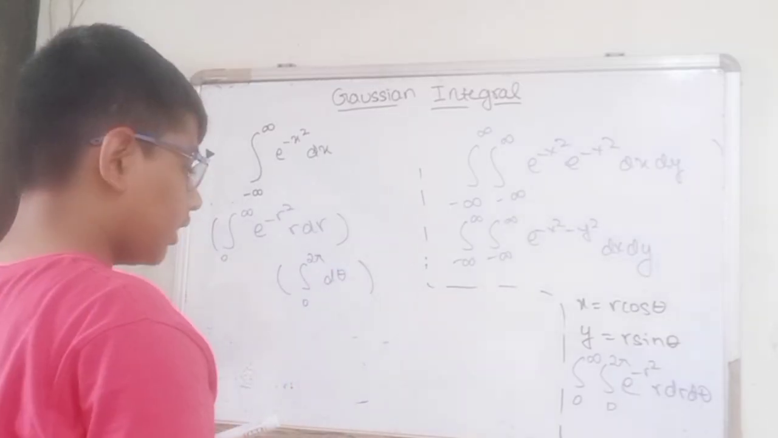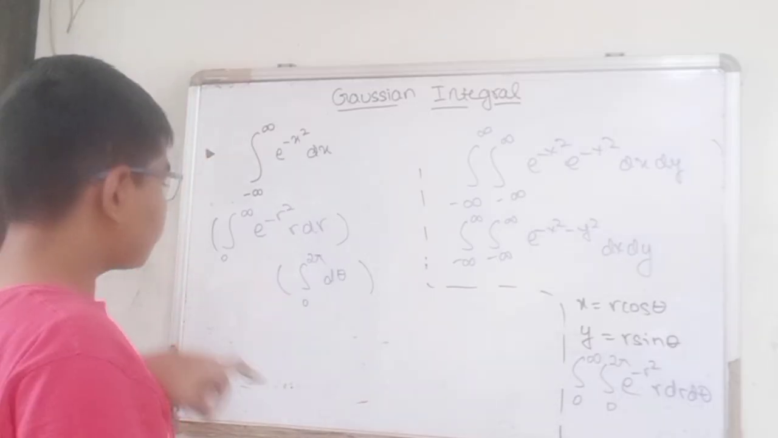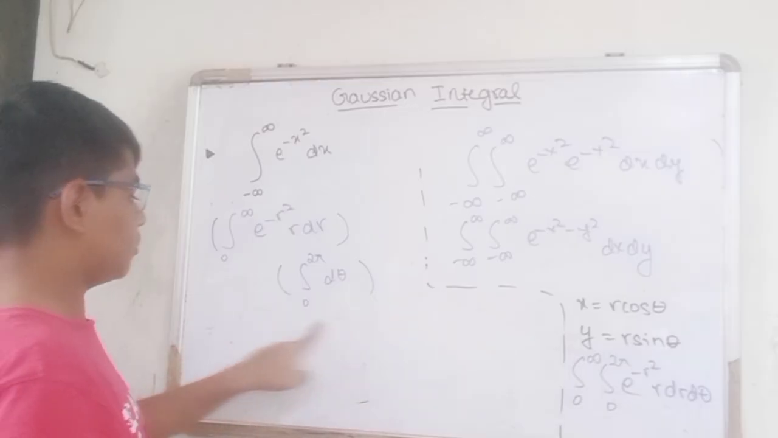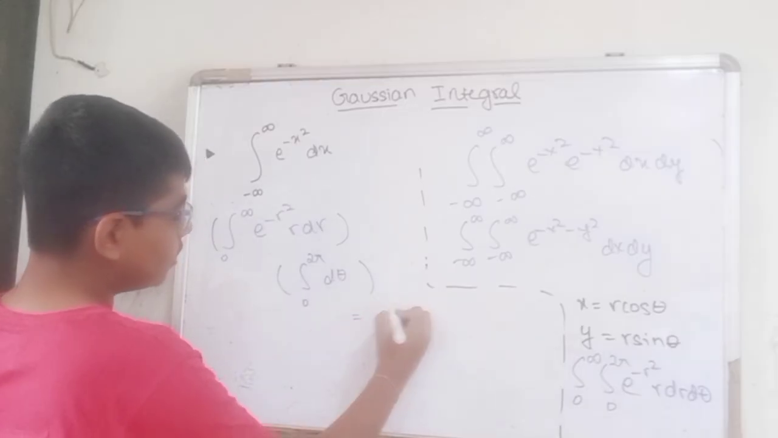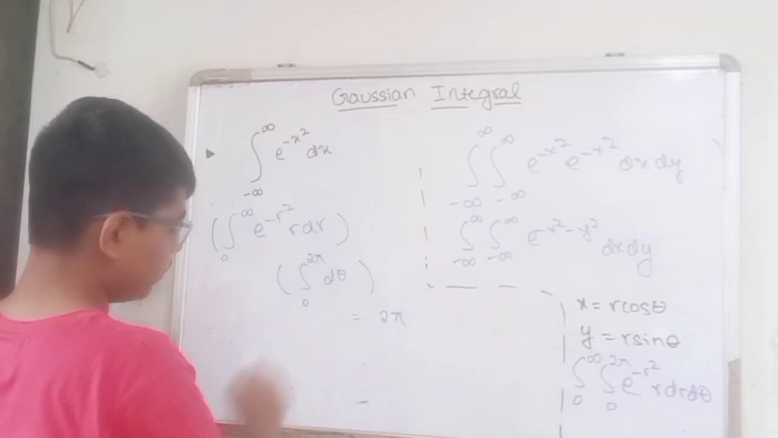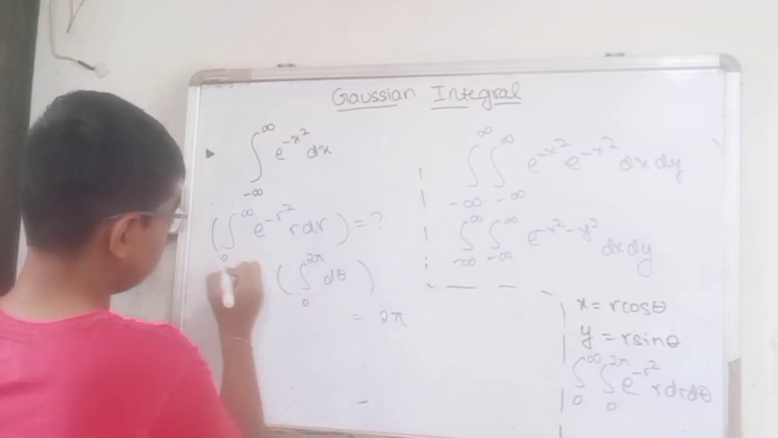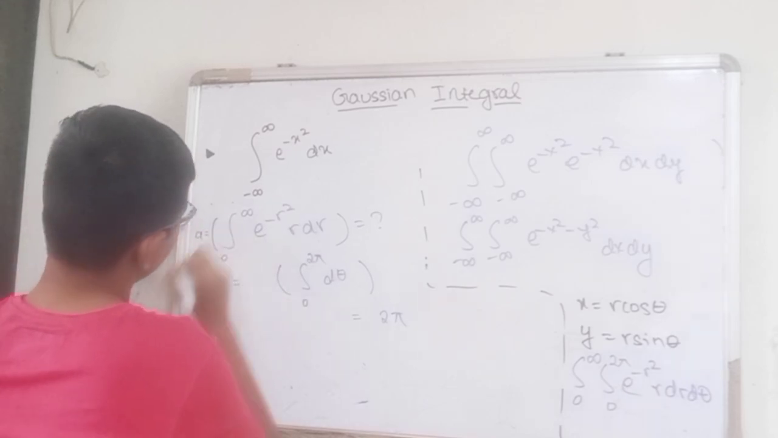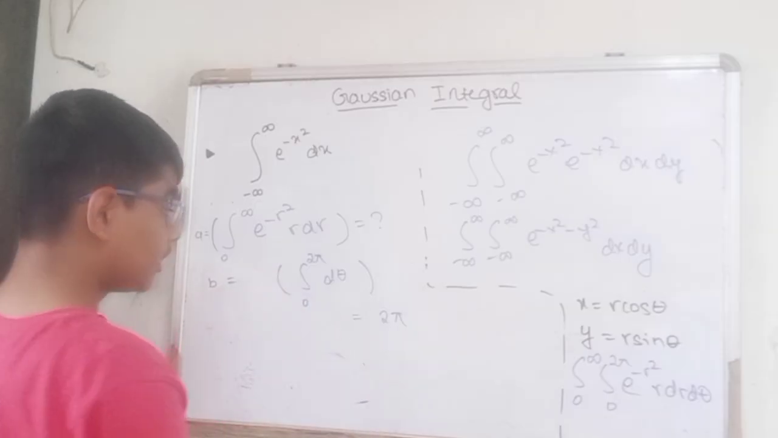Okay, not bad. Now what we'll do is we'll find this. What is this term? It is theta, and then we get this is 2 pi. This integration is 2 pi. Now we should find what this integration equals to. Let us call this a, and let us call this b. B we know is 2 pi. A we don't know, so let us find a.